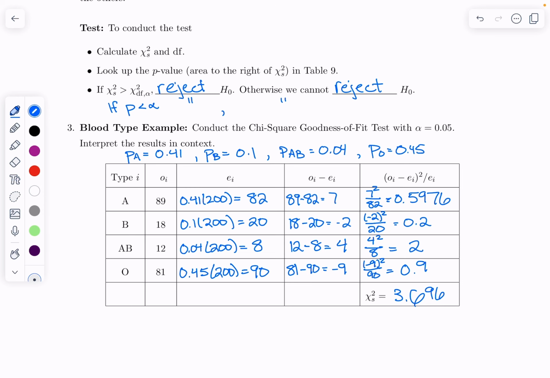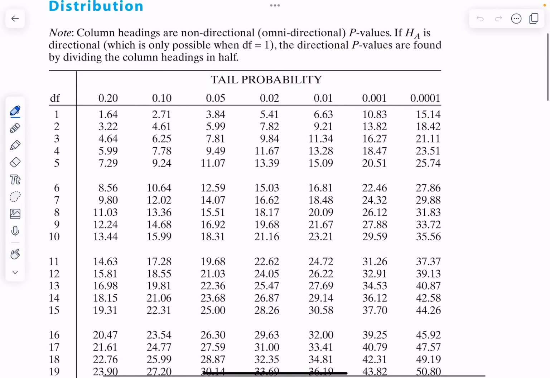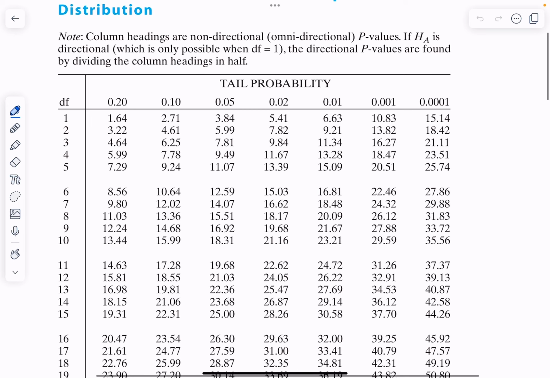And so now we want to look at table 9 from our book. This is in the back of the textbook. Okay, so I'm going to go to the chi-square table. Our degrees of freedom for this problem is 3 because there are 4 categories. So k minus 1 is 3. And then our chi-square statistic is 3.696. You'll notice that ends up being to the left of the alpha equals 0.2.